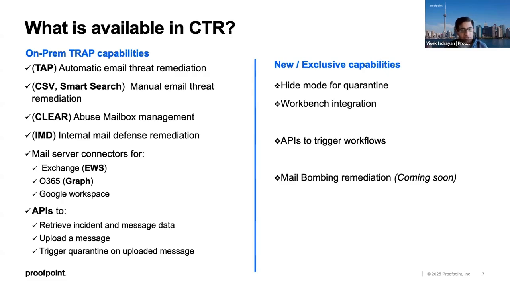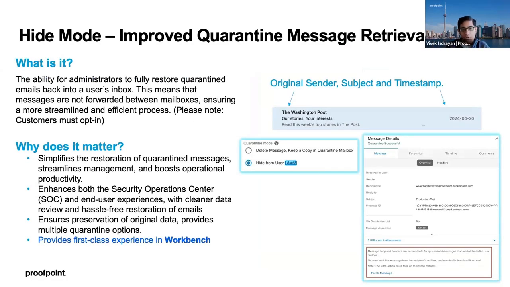As far as new and exclusive capabilities go, we spoke about hide mode. We spoke about Workbench integration. There's also a new capability where APIs can be triggered via workflows, which is also available now. And there's mail bombing remediation. So now let's actually spend time talking about each of these in some detail. Let's start with hide mode. So why did we build this, and what benefit does it give?